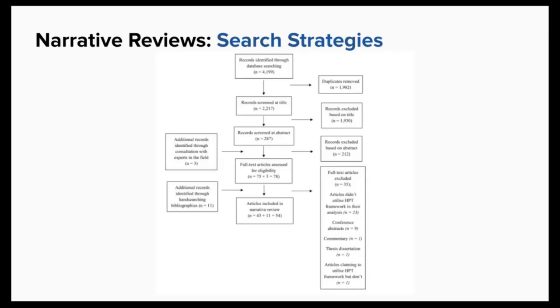So on the far right, at the bottom, you can see that they excluded articles that didn't use HPT framework in their analysis. They didn't want to include those. They excluded conference abstracts and commentaries and thesis dissertations. So those were all their exclusion criteria, and this is simply adding a visual to that search strategy. And you'll remember a few slides ago, I said document, document, document. This is a fantastic way to document what you are doing in a more visual manner.